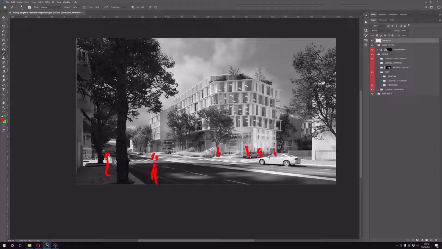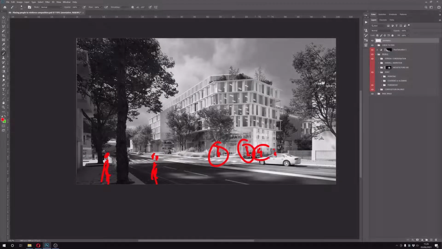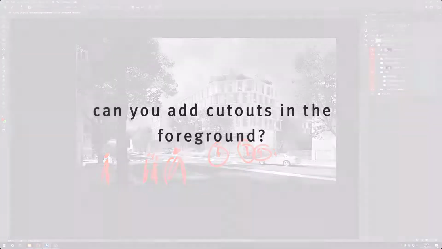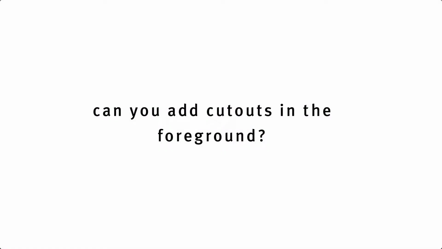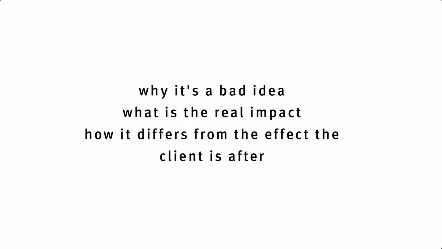What I want you to understand from this video, or at least a little, is how you can better place people in order to build up the composition rather than ruin it, and also to understand the actual consequence of placing people in a certain area or not. So that when a client asks, can we put people smiling in the foreground, you can explain by A plus B why it's a bad idea, what it's going to change in the perception of the overall image, and why it's not fitting what they're actually trying to create in terms of effect.